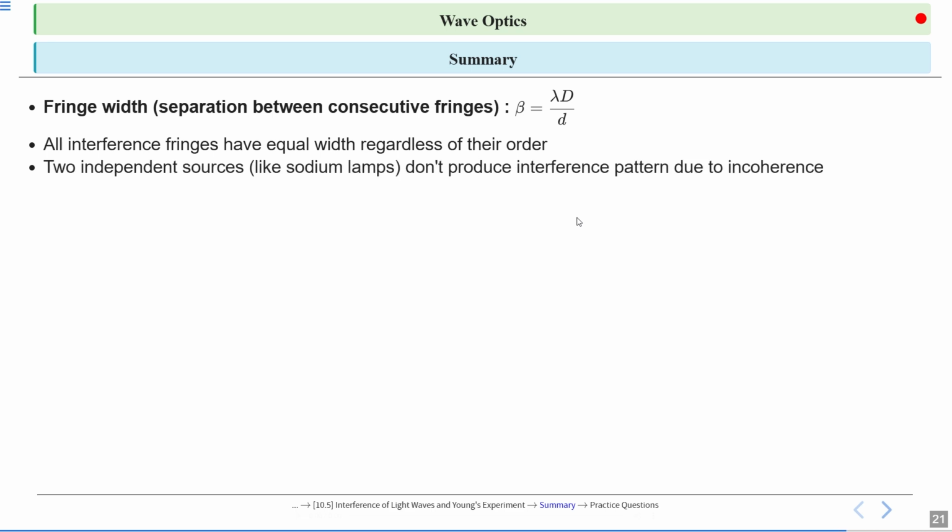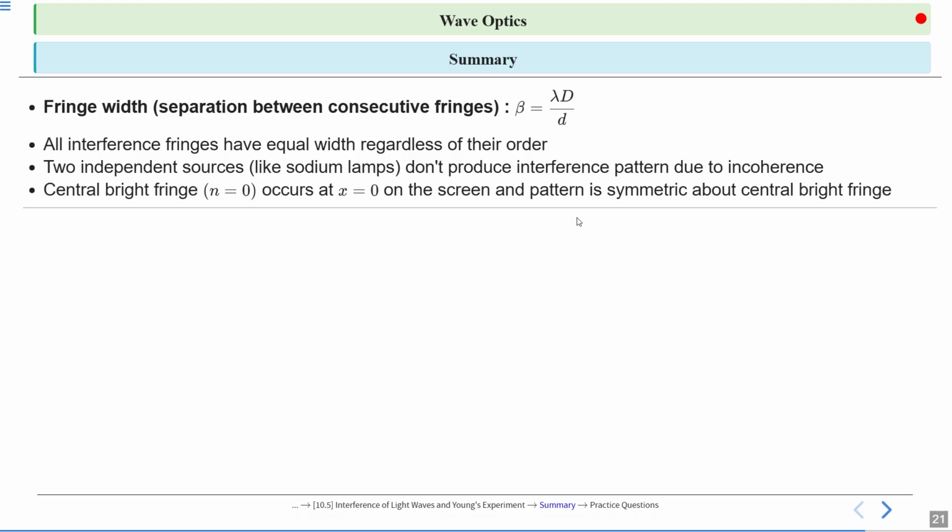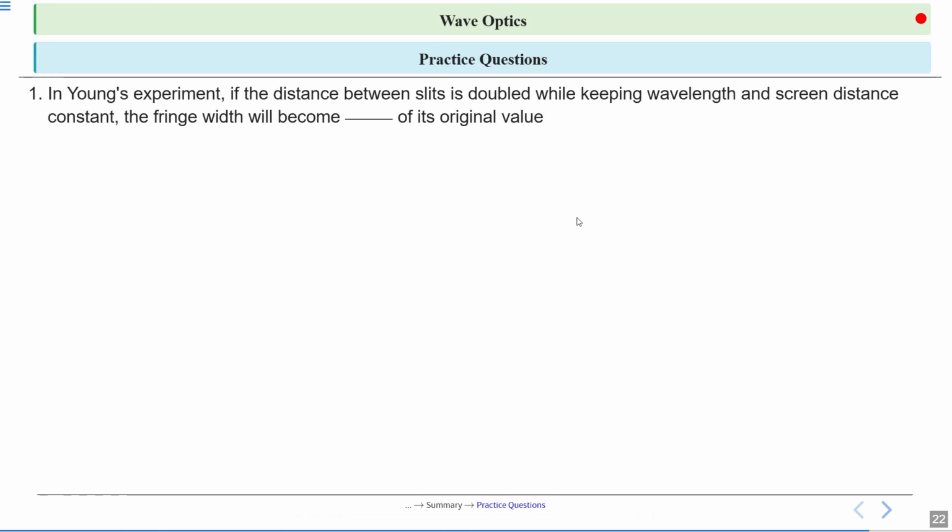Two independent sources like sodium lamps do not produce an interference pattern because they are incoherent sources of light. Coherence means that the light waves maintain a constant phase relationship, which is essential for creating stable interference patterns. The central bright fringe, where n equals 0, occurs at x equal to 0 on the screen. The entire interference pattern is symmetric about its central bright fringe. This symmetry helps us predict the position of other fringes on the screen.